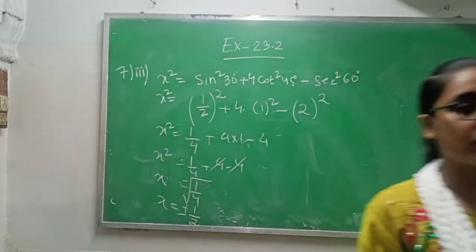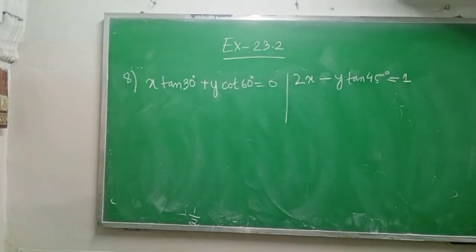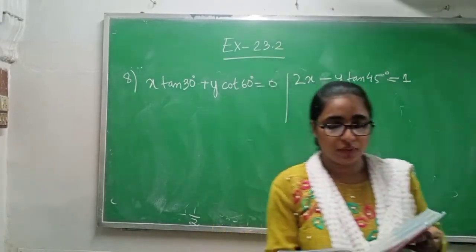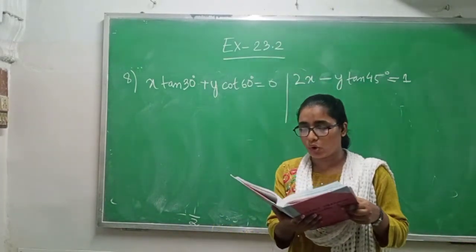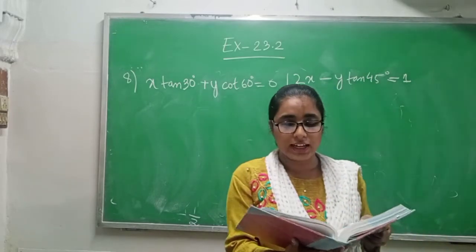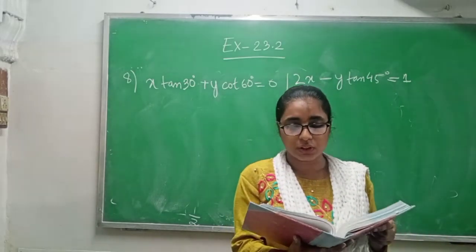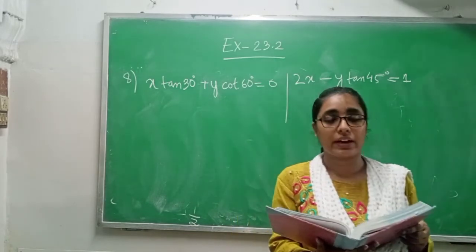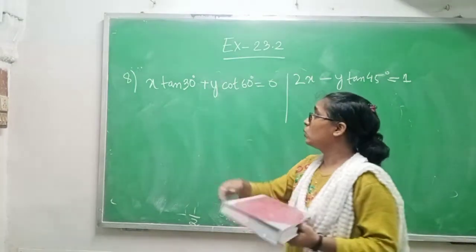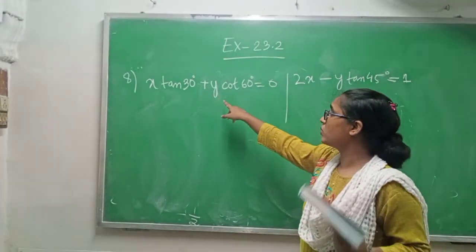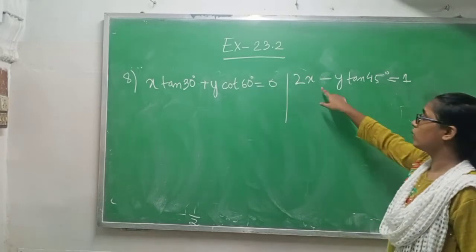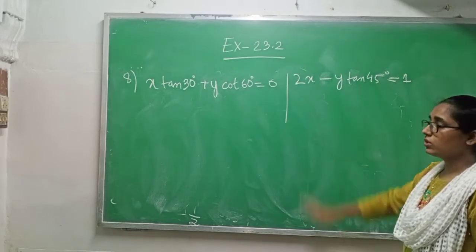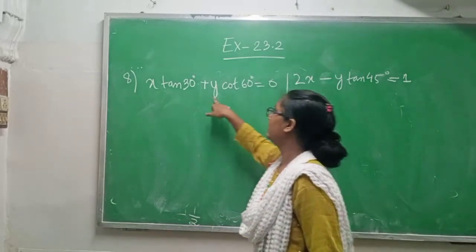Copy this one. Class 10, see question number 8. Please read the question first from your book. If x tan 30 degree plus y cot 60 degree equals 0 and 2x minus y tan 45 degree equals 1, then let us try by calculating the value of x and y. It means you have two equations: x tan 30 degree plus y cot 60 degree equals 0, and the second one is 2x minus y tan 45 degree equals 1. Using these two equations, you have to find the values of x and y.